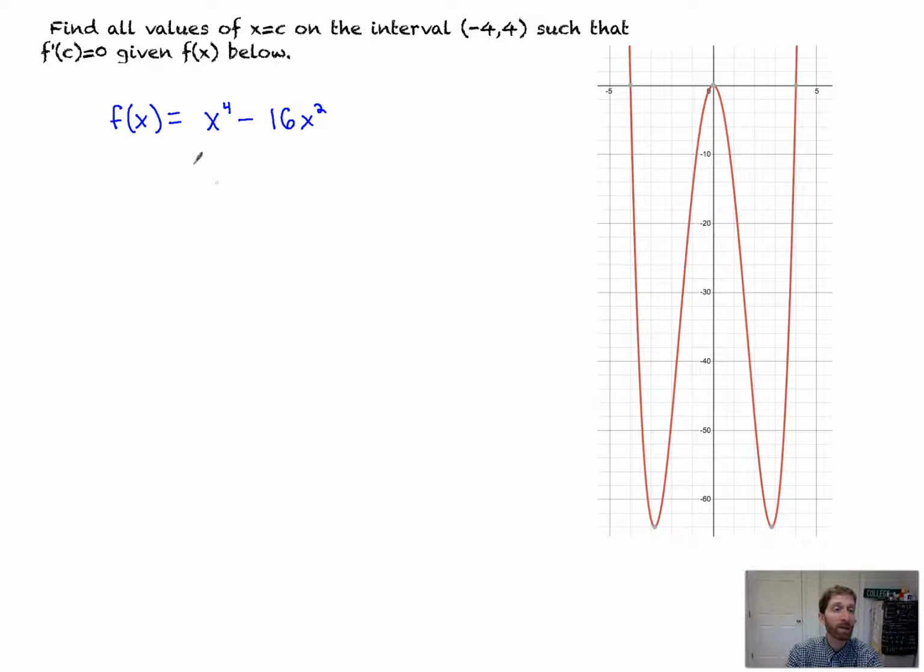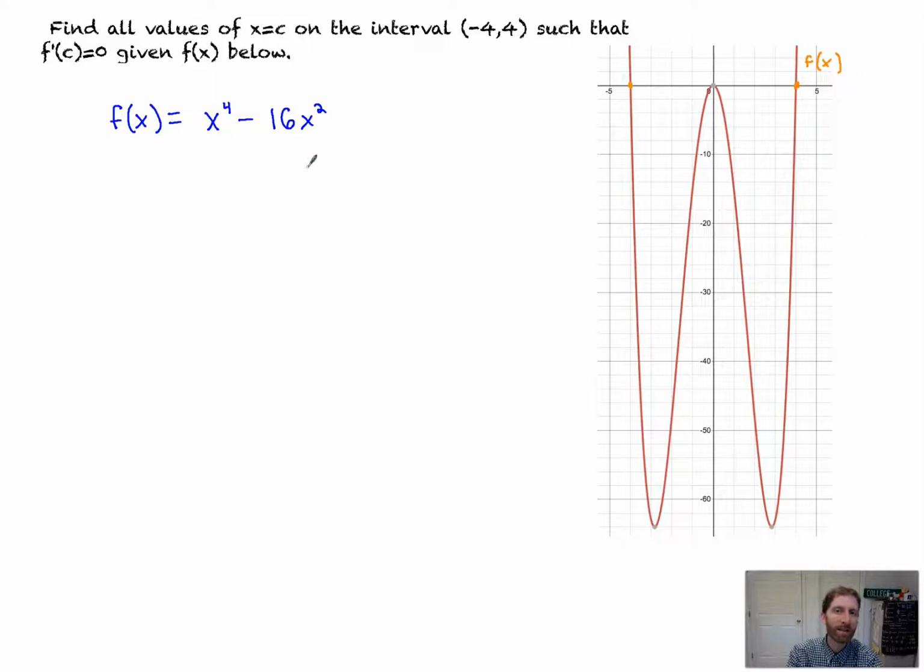is one like this. Find all values of x equals c. So find all the x values on the interval -4 to 4, so that's here to there, such that f prime of an x value equals 0. So essentially you're finding the critical numbers, given that f of x is this graph right here. And it says below, but it goes off to the side.